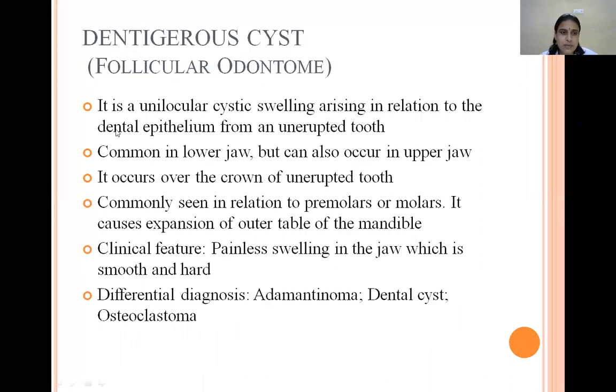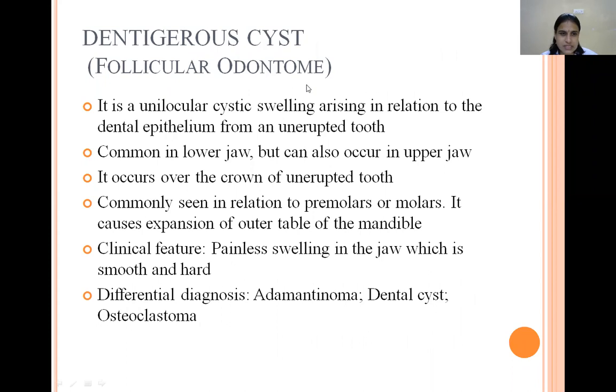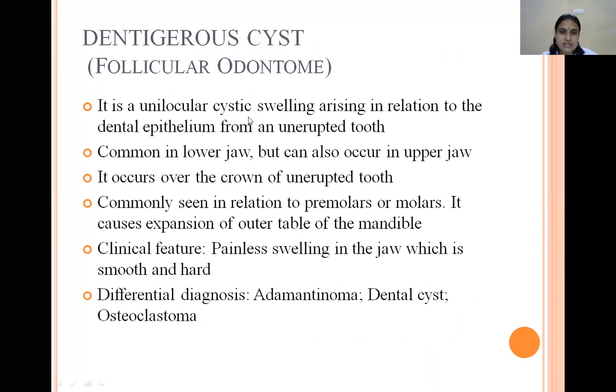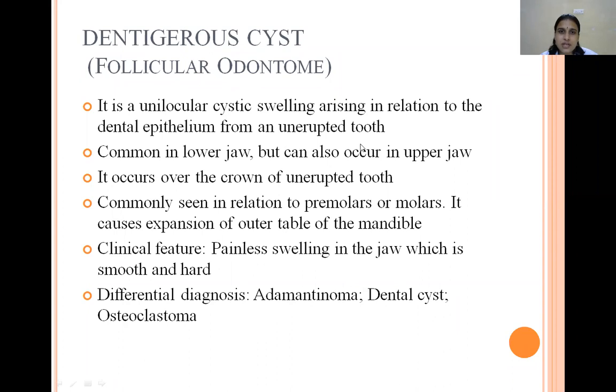The other important topic is dentigerous cyst, also called follicular odontome. It is nothing but a unilocular cystic swelling that arises in relation to the dental epithelium from an unerupted tooth. So the unerupted tooth epithelium will give rise to a simple unilocular cystic swelling in relation to an unerupted tooth. Okay?